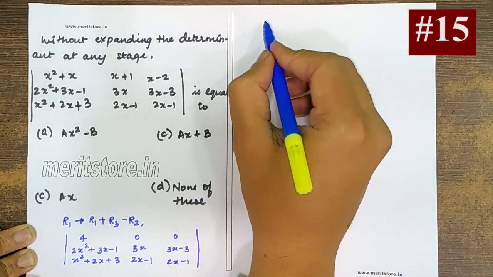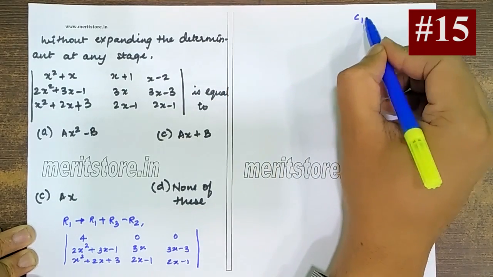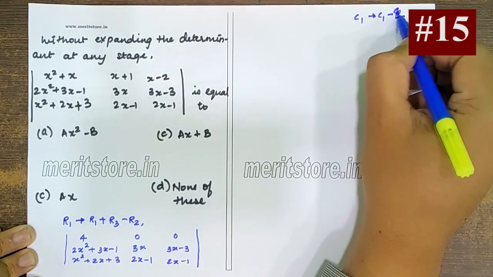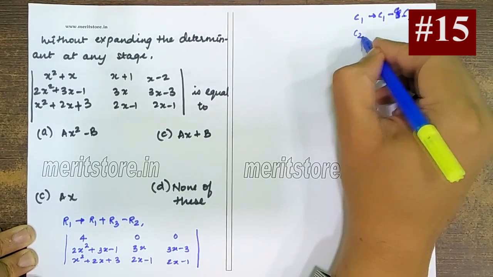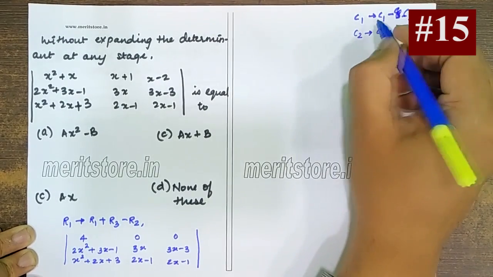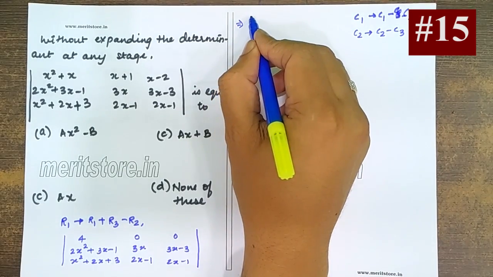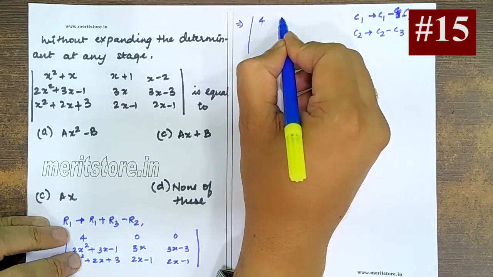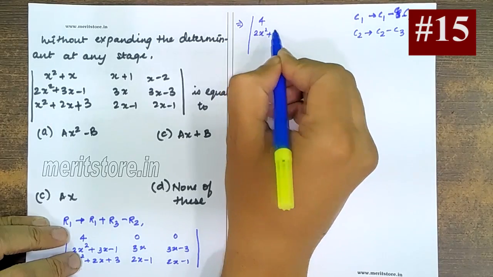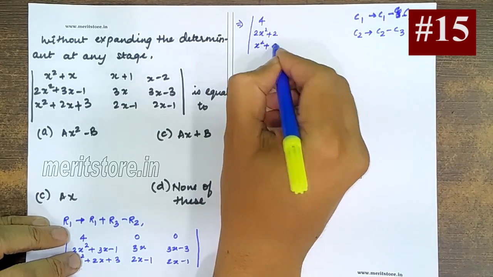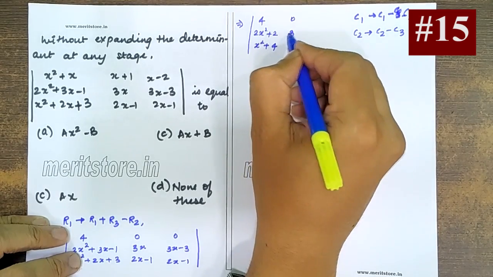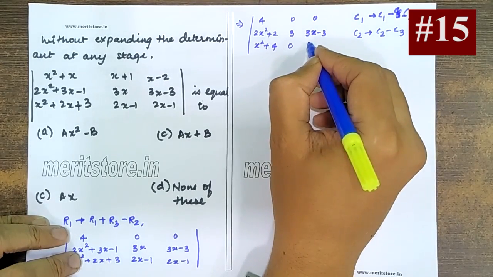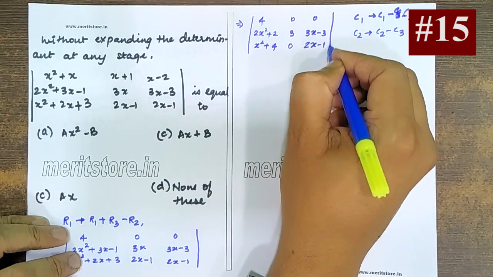Now further, by changing column wise, using the operations C1 minus C3 and C2 minus C3, you will get 4, 2x square, plus 2, x square plus 4, 0, 3, 0, 0, 3x minus 3, 2x minus 1.